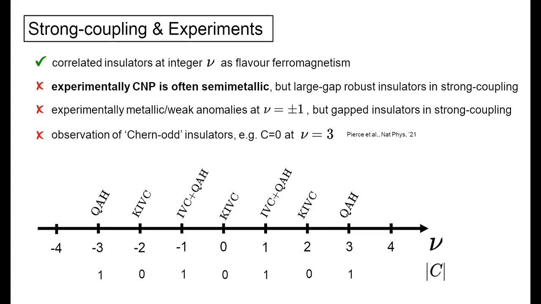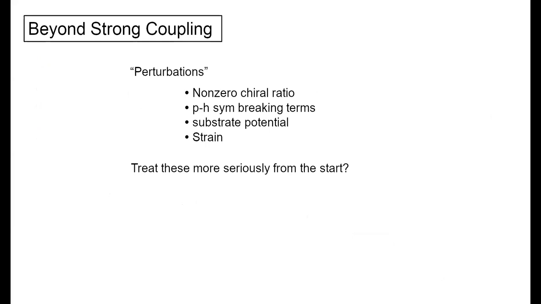At nu equals plus and minus 1, it's often metallic or just weakly anomalous. I think I showed you that in the second or third slide. But again, it's very gapped in strong coupling. And nu equals 3 is always predicted to be quantum anomalous Hall in strong coupling, but in fact, you can get really good insulators that have 0 Chern number in the experiment. So we're going to go beyond strong coupling.